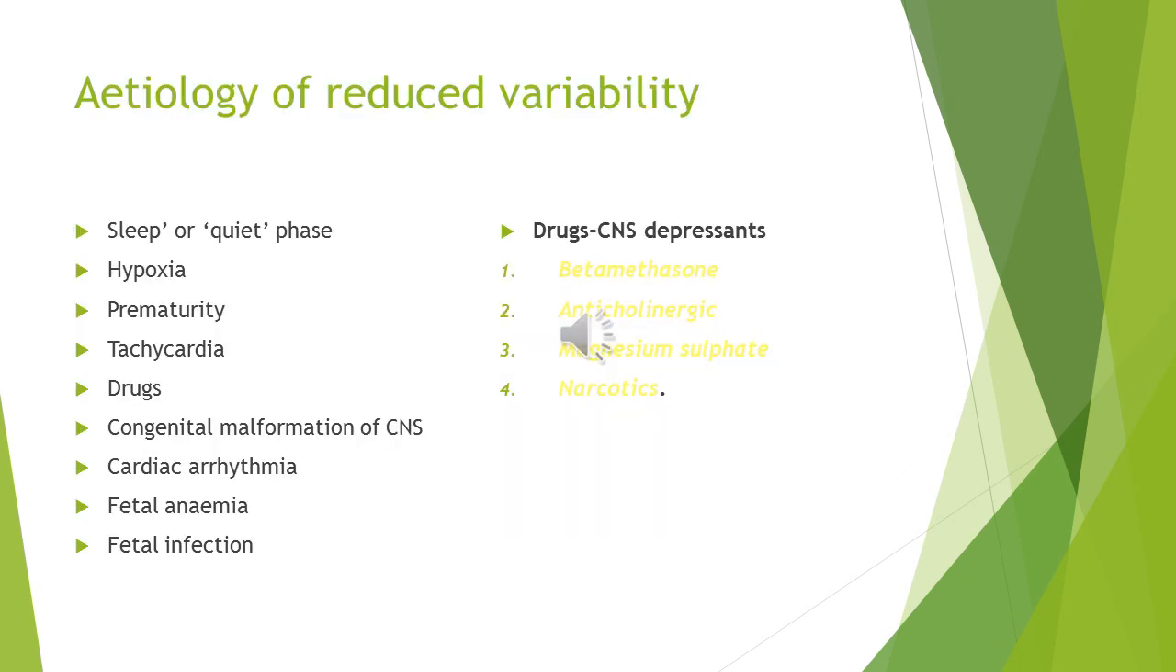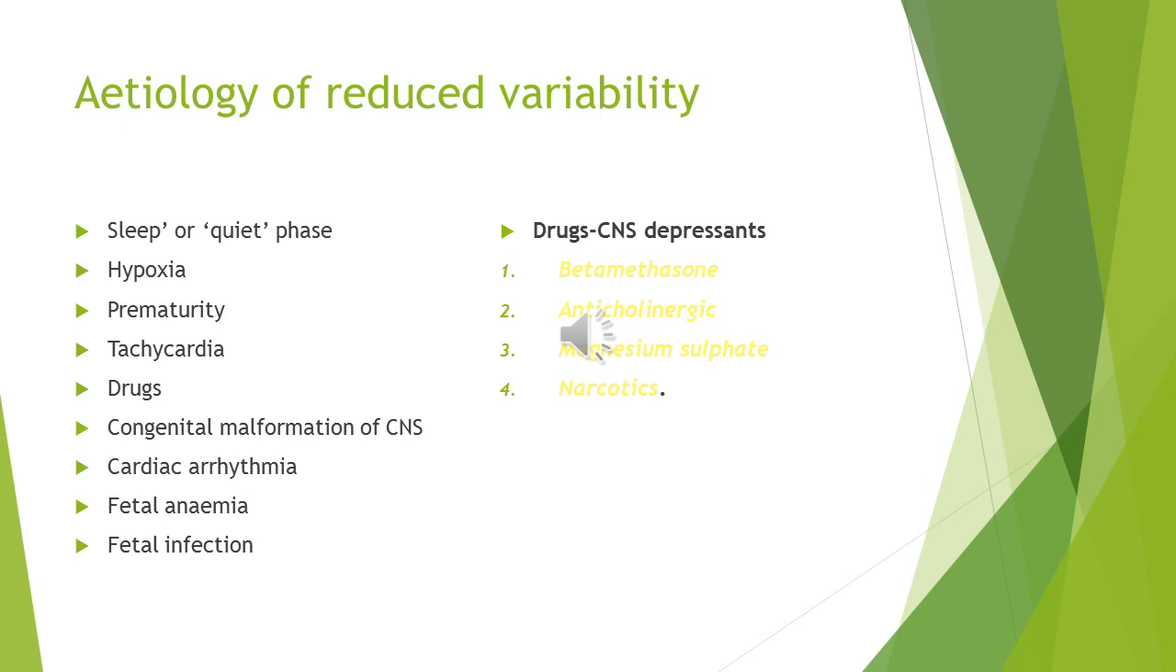So what is the etiology of reduced variability? You need to understand what's happening in order to start correcting, because reduced variability is a serious sign, but again, doesn't mean that you have to deliver now. However, you need to correct the underlying factor. So the first one is the sleep quiet phase, which is normal. That's why we said that reduced variability up to 50 minutes can be normal.